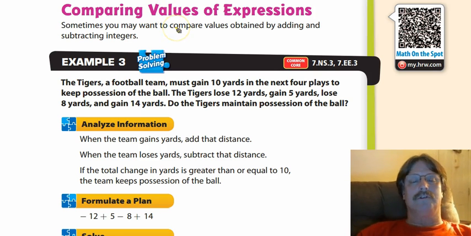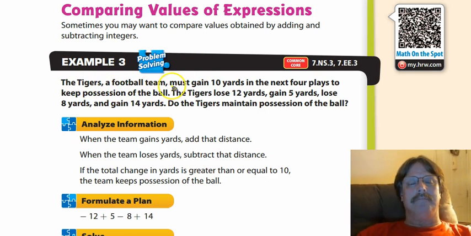So we're also going to compare values of an expression as the third example. The Tigers, a football team, must gain 10 yards in the next 4 plays to keep possession of the ball. So they have to get 10 or more. On the first play, the Tigers lose 12 yards. On the second play, they gain 5 yards. On the third play, they lose 8 yards. And then on the last play, they gain 14. Do they maintain possession of the ball?